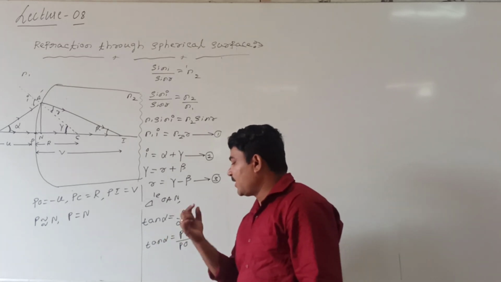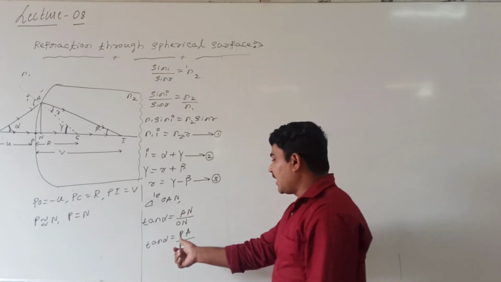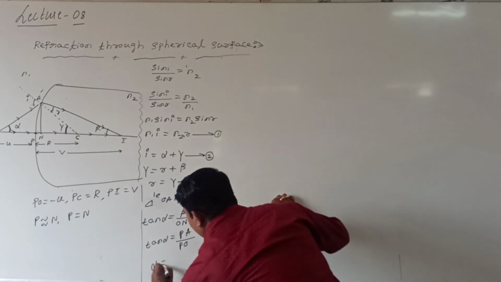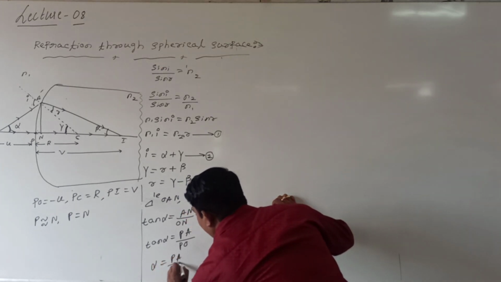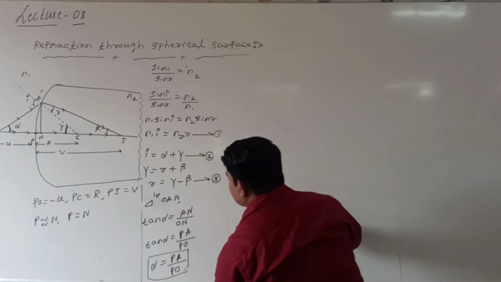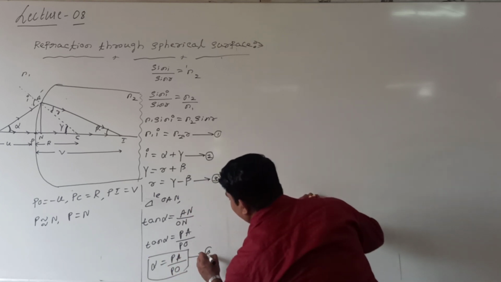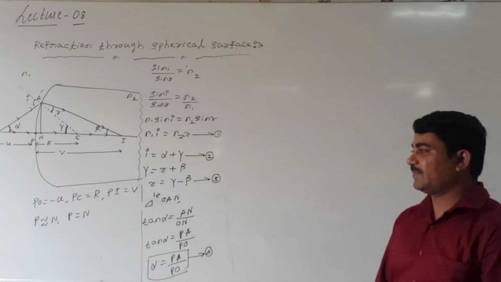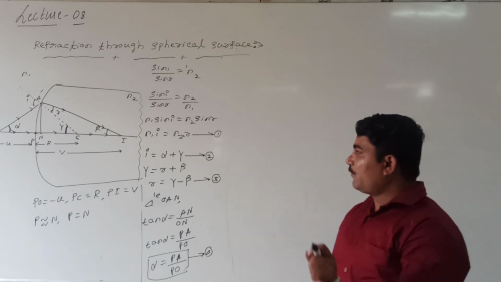Theta is very small, so tan theta is nearly equal to theta. Tan alpha is nearly equal to alpha. Alpha is equal to PA divided by PO. Remember this alpha value. Shall I take it as equation number 4, for my convenience? Then one more triangle is there.